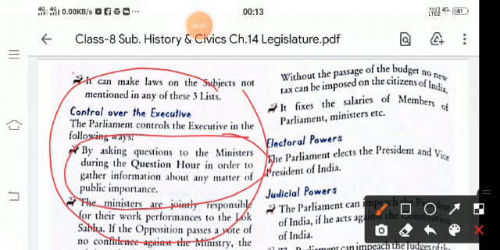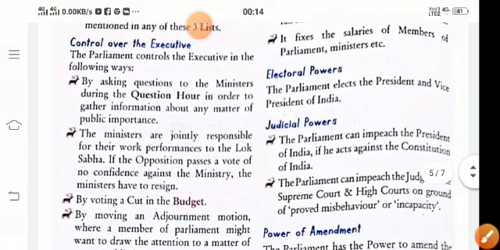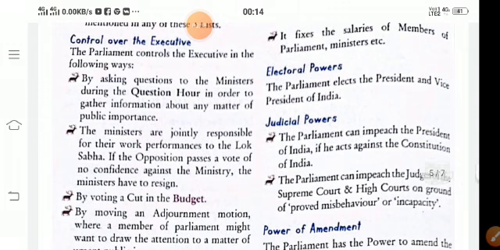So during this session, whoever is the minister can be asked questions during the question hour. Why has this happened? Why is this bill not passed? The minister has to give the answers. Now, the ministers are jointly responsible for their work performance to the Lok Sabha.